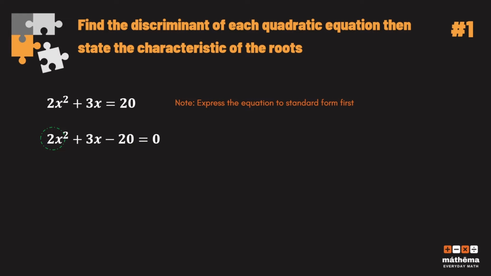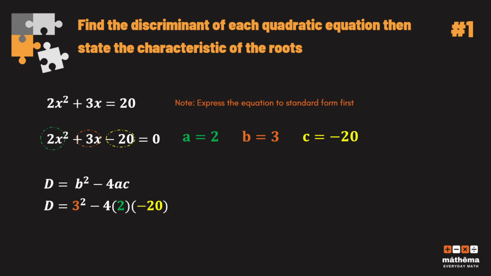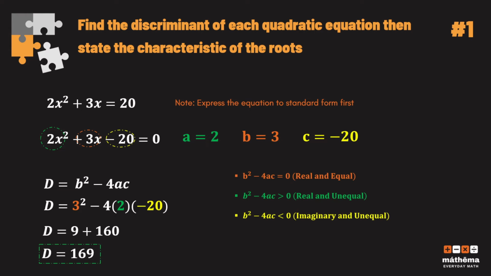Next thing that we should do is to identify our a, b, and c. In this example, our a is 2, our b is 3, our c is a negative 20. So after identifying our a, b, and c, we will substitute that to our discriminant formula, which is d is equal to b squared minus 4ac. So we will substitute b is 3, a is 2, c is a negative 20. And then we will have 3 squared is 9, negative 4 times 2 times negative 20, that is 160. 9 plus 160, that will give us 169. Now remember that if our discriminant is a positive number, our roots will be real and unequal.